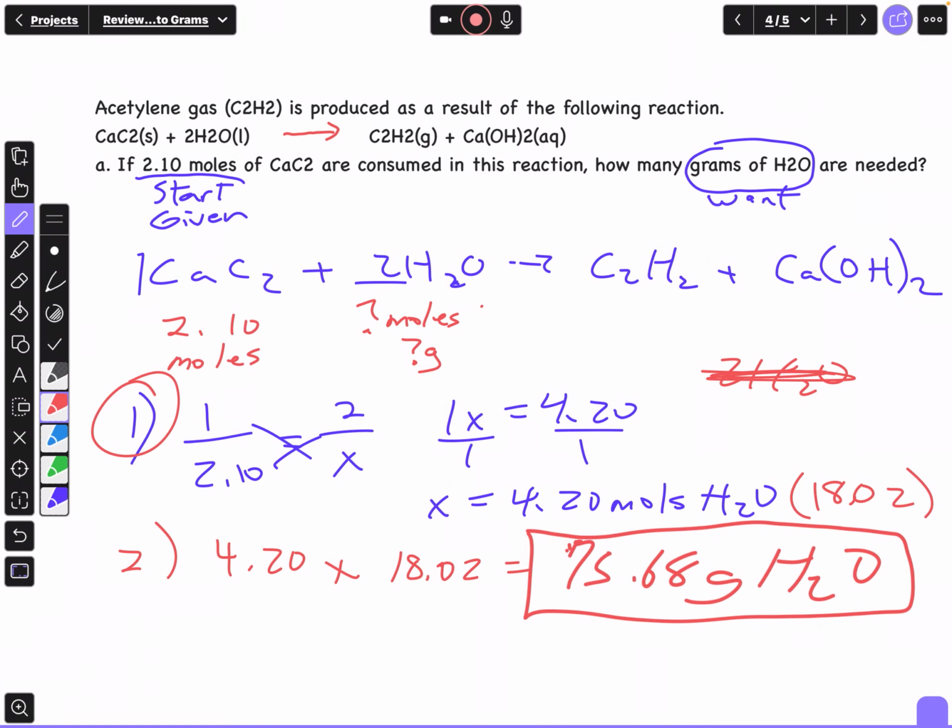So these are 2-step problems. If I'm given moles at the beginning, my first step is going to be to use my balanced equation to go from moles of my starting or given substance to moles of the substance I want. And then my second step is going to be to multiply by the molar mass to get the grams.